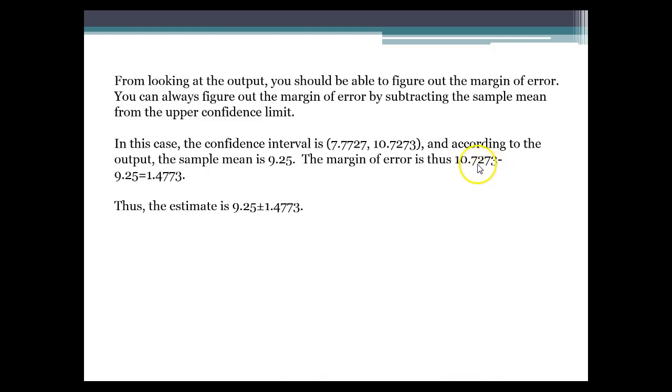If we work backwards a little bit, just take the upper limit minus the sample mean. That'll give you the margin of error. Okay, so that's the upper confidence limit minus the sample mean. That's one way to get it. It's not the only way to get it. The way you would write the confidence interval in margin of error notation is 9.25 plus or minus 1.4773.